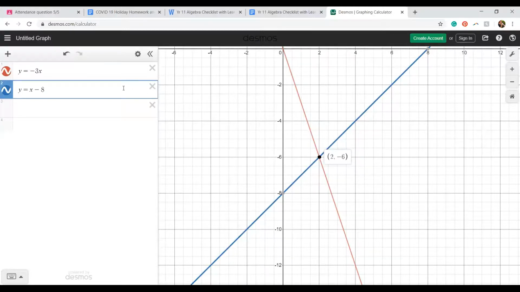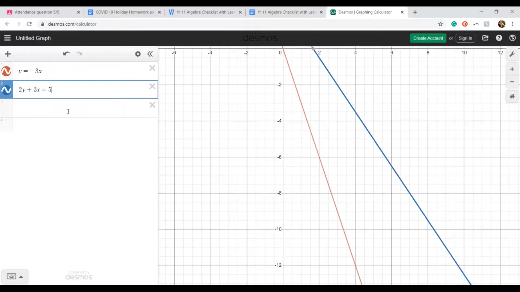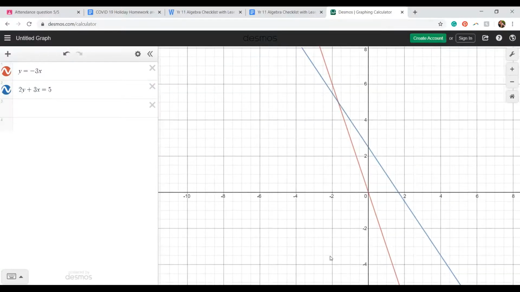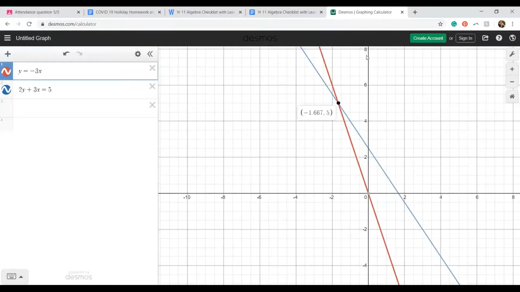Okay, just a quick heads up, by the way, it doesn't have to be this nice formula. You could have something like 2y plus 3x equals 5. You can still plot something like that, and we'll still plot over here. Obviously, it's better for you to plot it like this, y equals negative 3x, but yeah, you can plot pretty much anything. Thank you, Andrew. So that's Desmos.